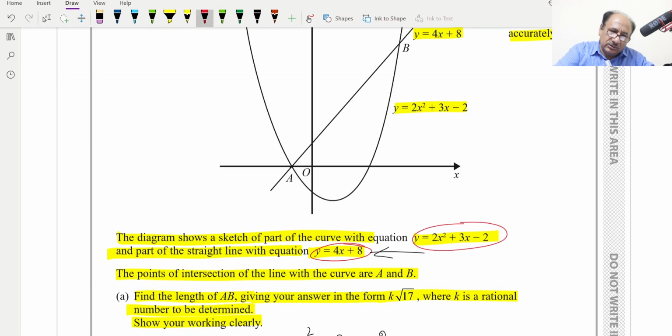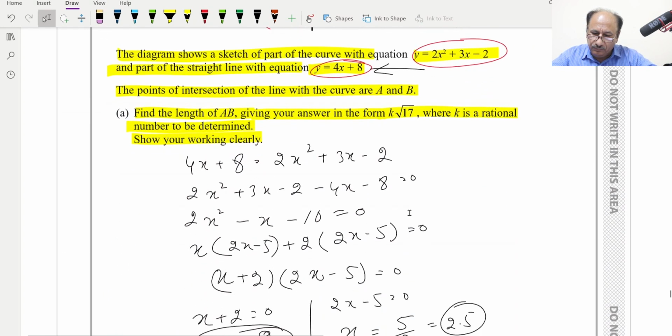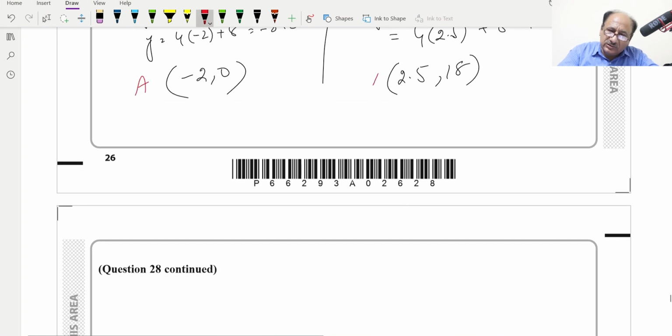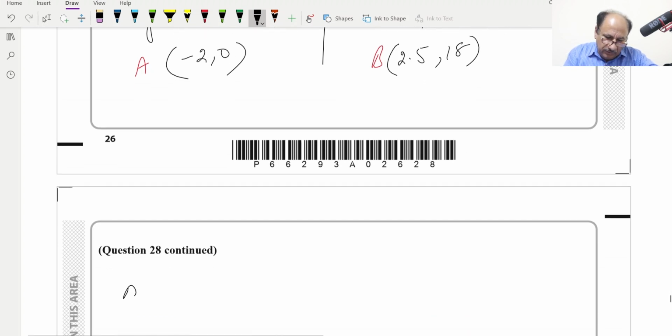I will change the color so that minus 2 and 0, this one. And coordinates of B are 2.5 and 18. These are coordinates of B. Now to find the length of AB, now we have AB points. So we are using these two, this is A, this is B. Now we can use these 2 points and apply the length formula. So AB mod will be equal to what?